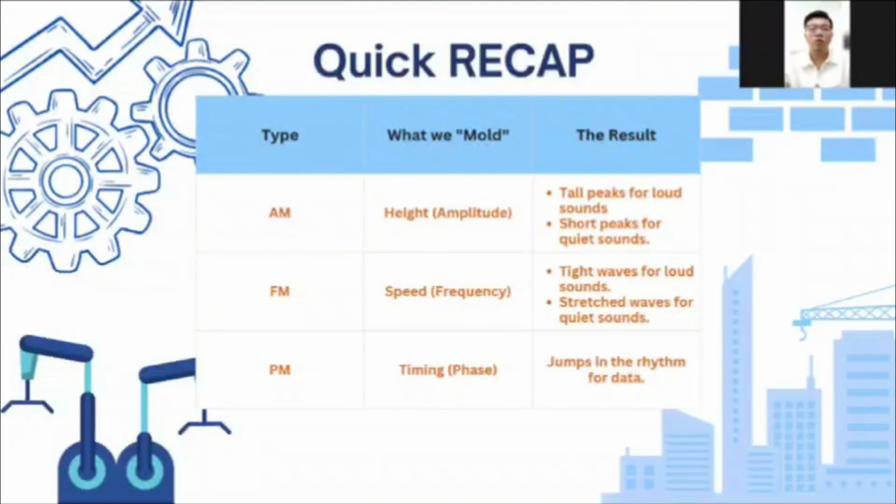Lastly, phase modulation: we modulate the timing or the phase of the signal. So the result is that it jumps in between the rhythm for data.